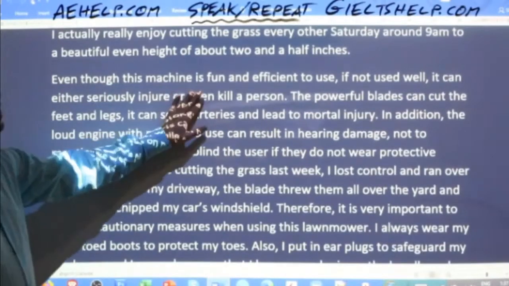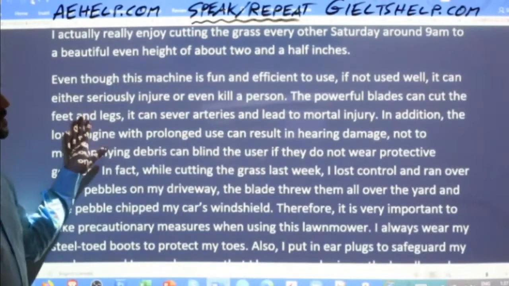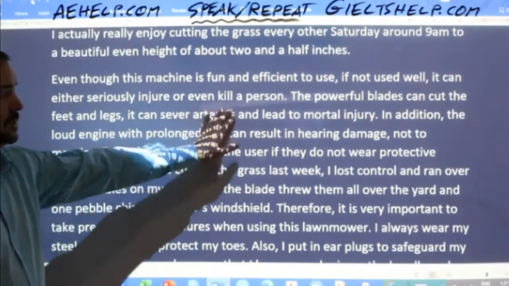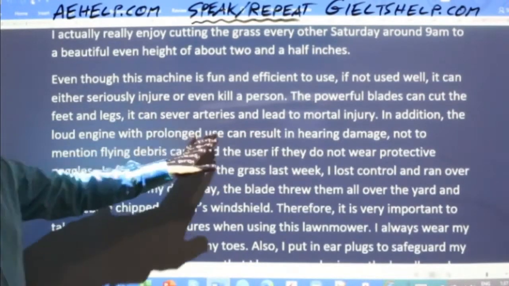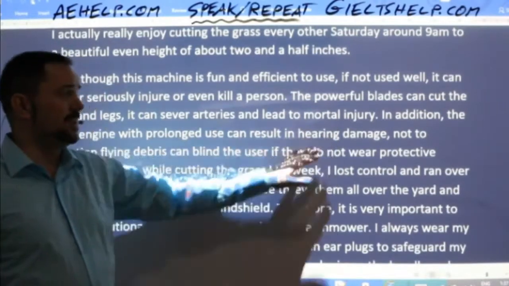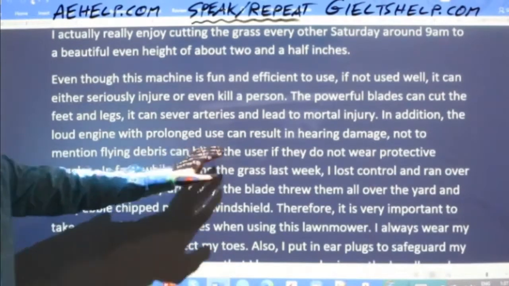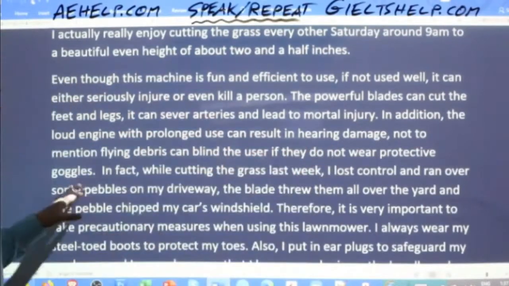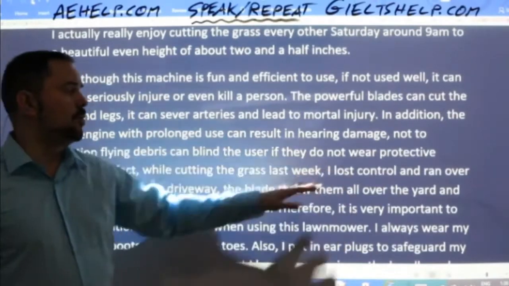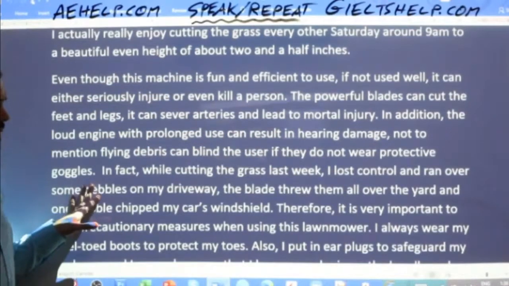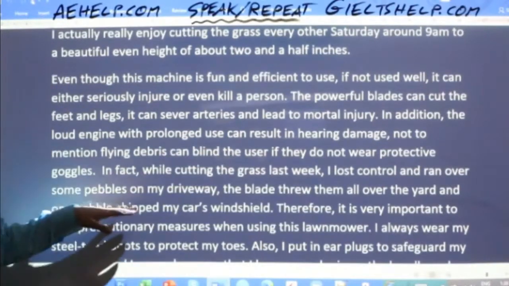Even though this machine is fun and efficient to use, if not used well, it can either seriously injure or even kill a person. The powerful blades can cut the feet and legs, it can sever arteries and lead to mortal injury. In addition, the loud engine with prolonged use can result in hearing damage. Not to mention flying debris can blind the user if they do not wear protective goggles. In fact, while cutting the grass last week, I lost control and ran over some pebbles on my driveway.